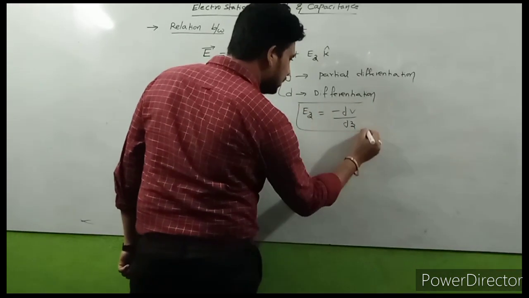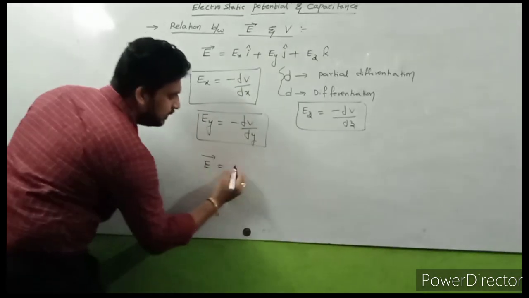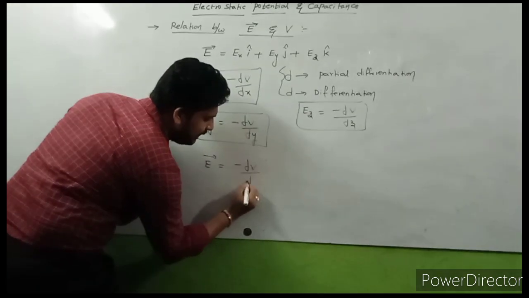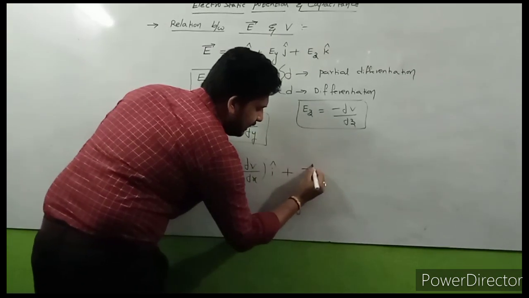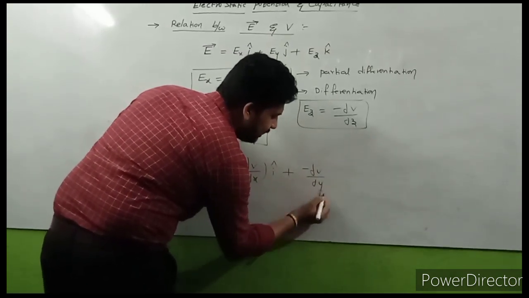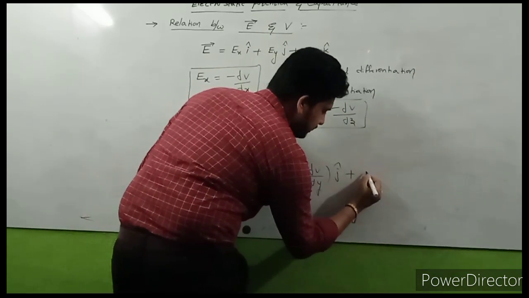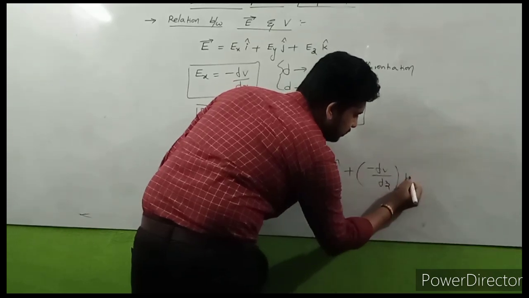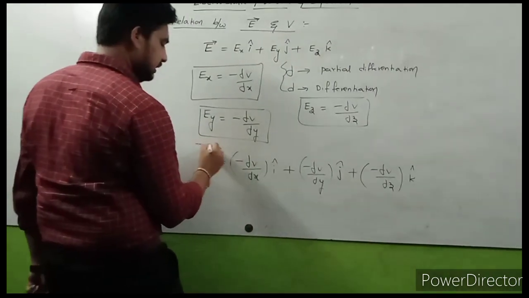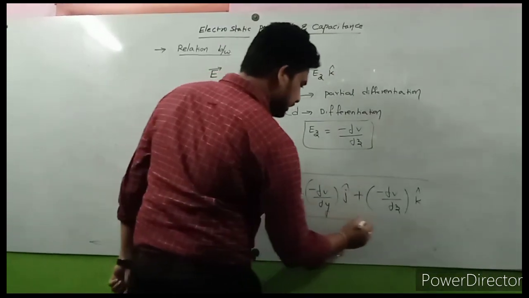So substitute all values here. Then what will we get here? E bar is equal to minus of dou V by dou x into i cap, minus dou V by dou y into j cap, and minus dou V by dou z into k cap. This is the E bar formula. Very, very important E bar formula.